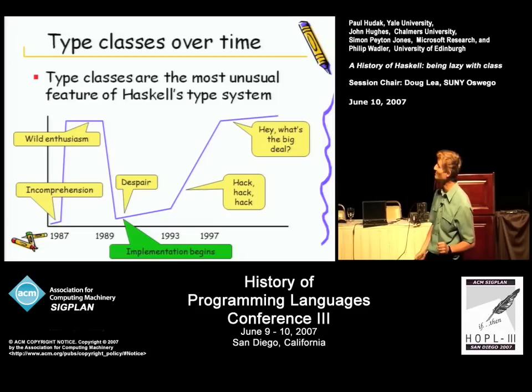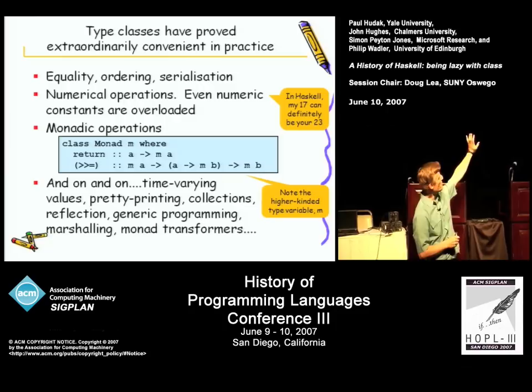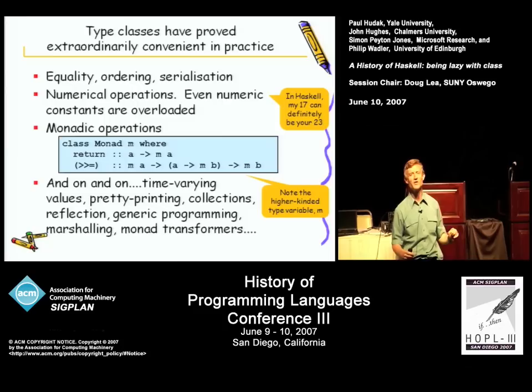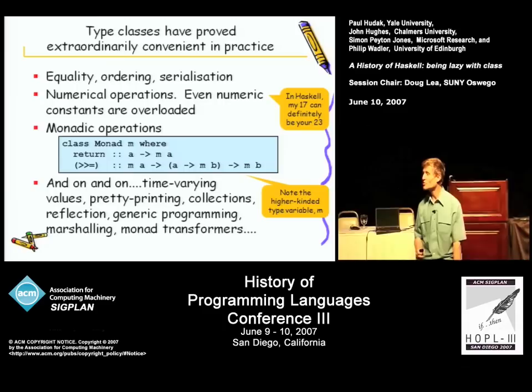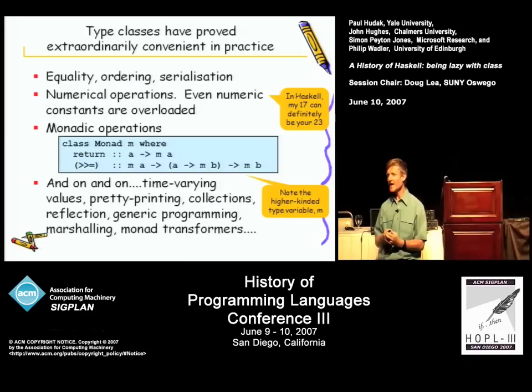Now, type classes, as it turned out, have proved extremely convenient in practice. It's not just equality and numerics, but also monadic operations, time-varying values, pretty printing, collection, reflection, generic programming. It's proved to be much more fertile than we intended. And incidentally, in Haskell, my 17 can definitely be your 23, because even the literals are overloaded. So in Haskell, 17 at type T1 and 17 at type T2 are not the same thing at all. We have dynamic literals even.